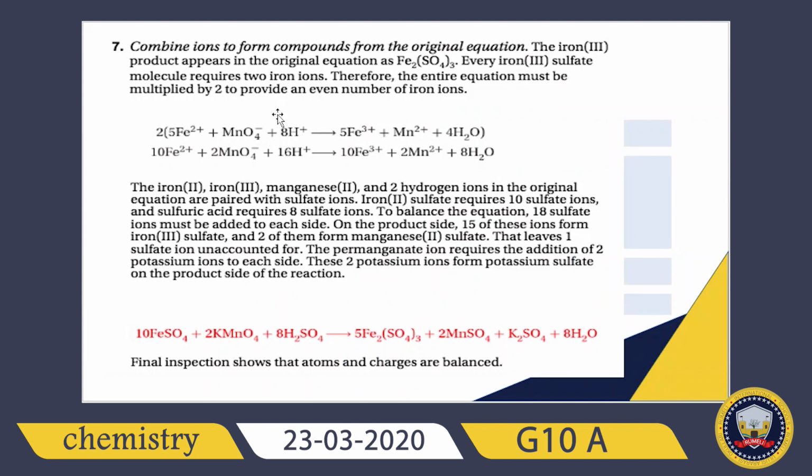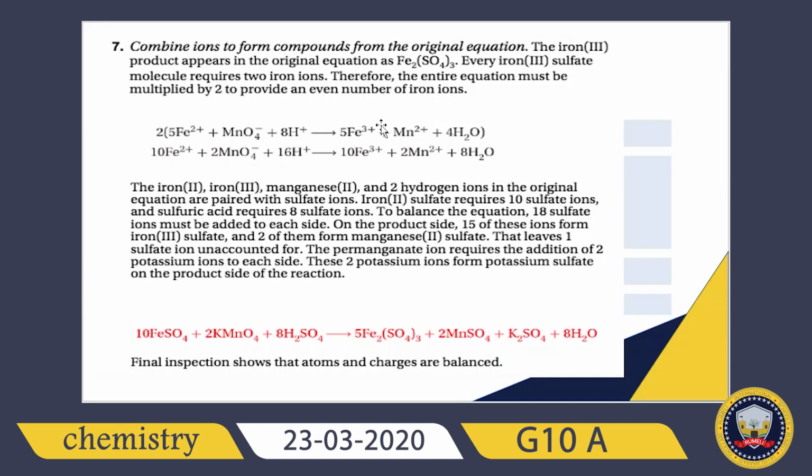Step 7, what do we do now? We combine ions to form compounds. So we combine the ions again. Before, in step 1, we wrote the ionic formula; we dissociated or decomposed. Now we combine the ions. So, the iron 3 product appears in the original equation as Fe2(SO4)3. Every iron 3 sulfate molecule requires 2 iron ions. Therefore the entire equation must be multiplied by 2 to provide an even number of iron ions.